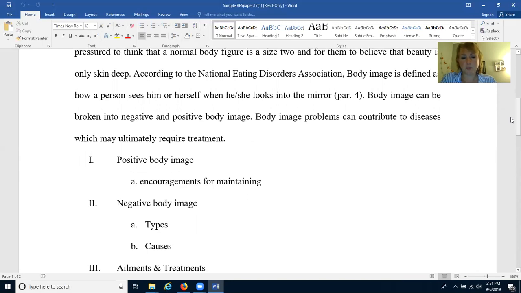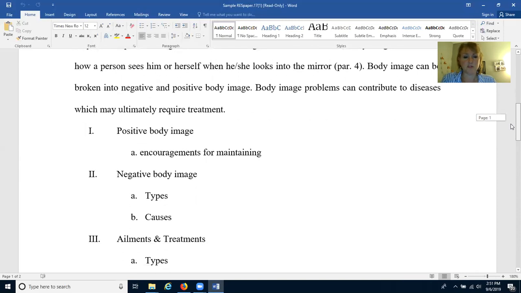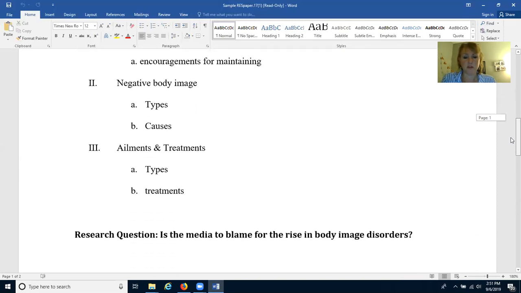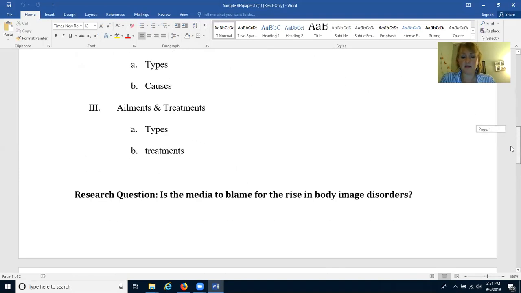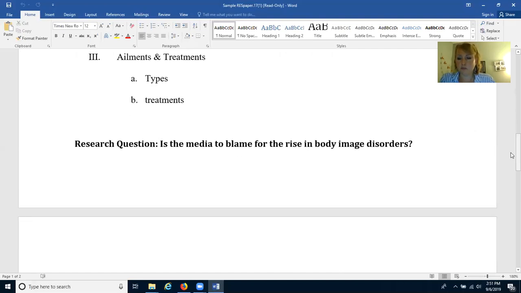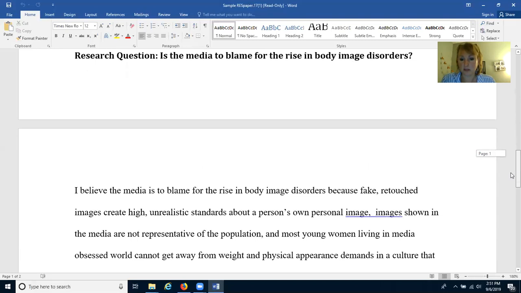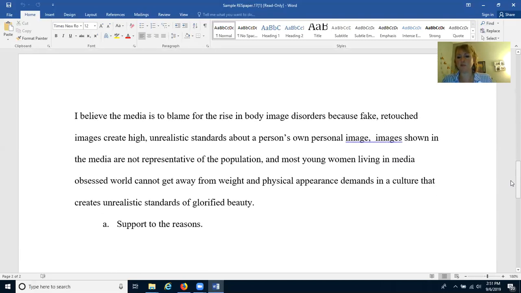They say body image can be broken into negative and positive. Body image problems can contribute to diseases which may ultimately require treatment. So that's how they're going to break down their topic. So they're going to break it into positive body image, negative body image, the types and causes, the ailments and treatments, so the types of ailments and the types of treatments, and then they develop their research question. Their research question was, is the media to blame for the rise in body image disorders? Well, then they would have to create a belief statement, which they do, and then support to that.